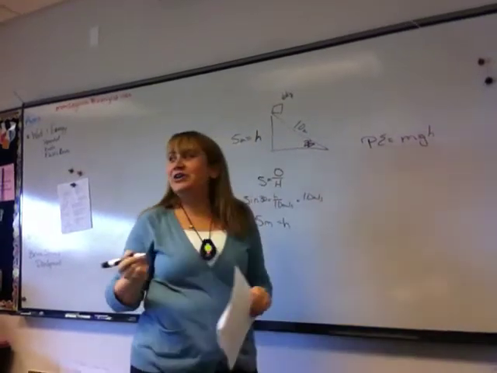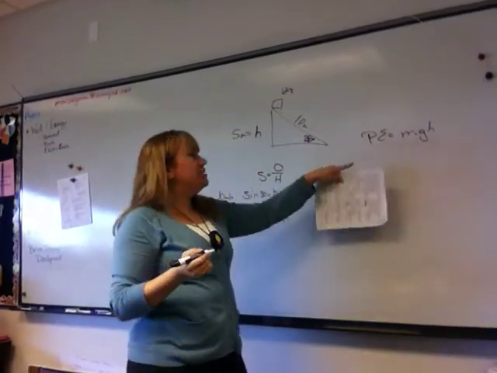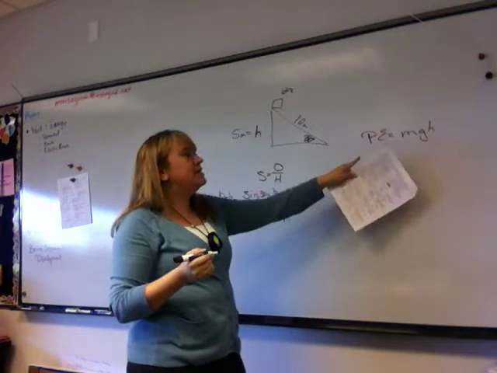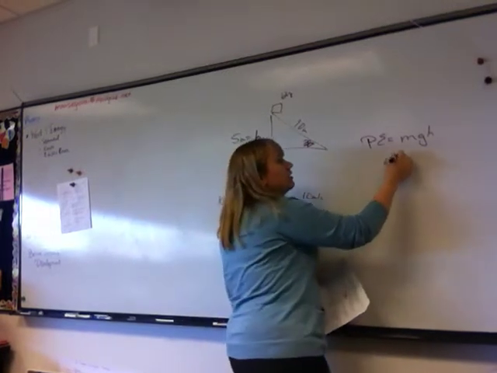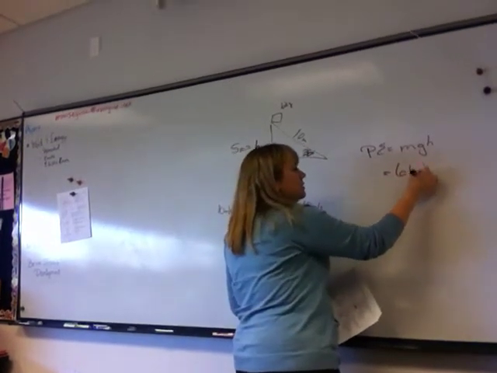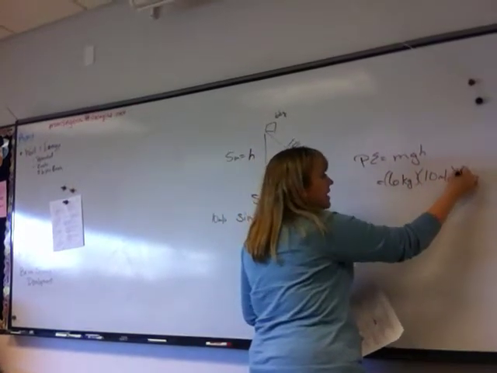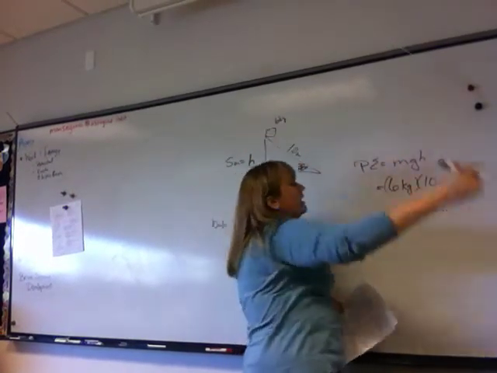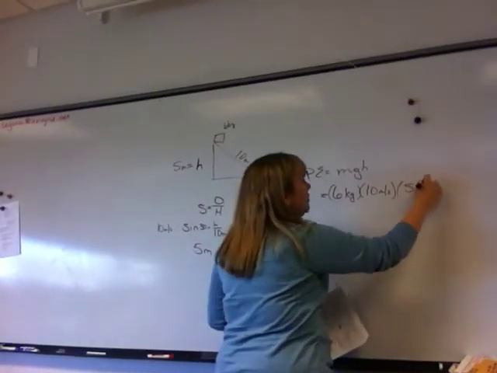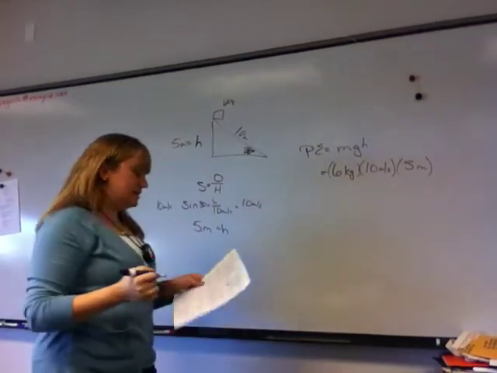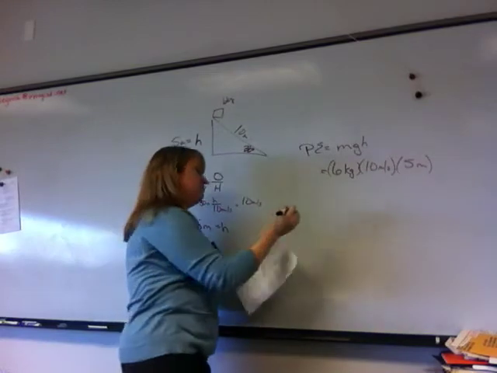It's not going to take too long. You'll get these memorized. Don't worry. We've got mgh. So what's the mass? 6 kilograms. Gravity is 10 meters per second squared. And now we know our height is 5 meters. So 6 times 10 times 5.